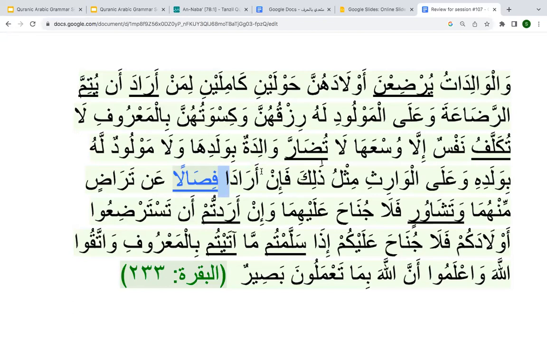Hamzatul qata was a giveaway, and this alif is the root letter. This alif is aliful isnain for dual. The two parents about the weaning of a child. This is being discussed in Quran here. Make sense?